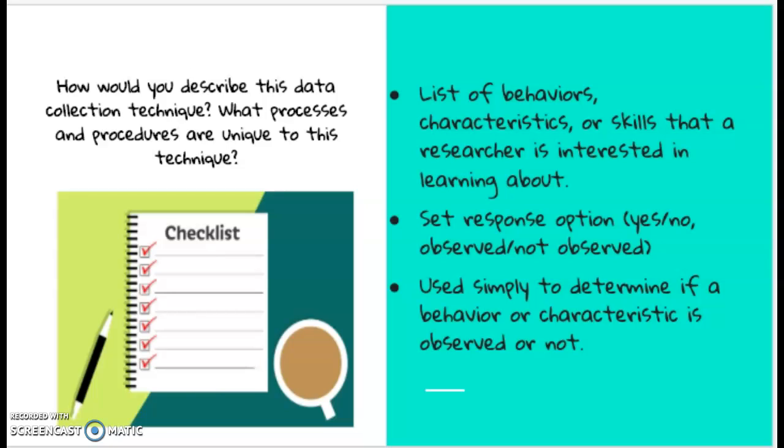Checklists include a set response. Options for checklists would include answers such as yes, no, observed, not observed. There's always a set criteria to which you are observing or taking a poll. They're simply used to determine if a behavior or characteristic is observed or not observed. And these behaviors or characteristics have to be set forth before actually doing the observation.